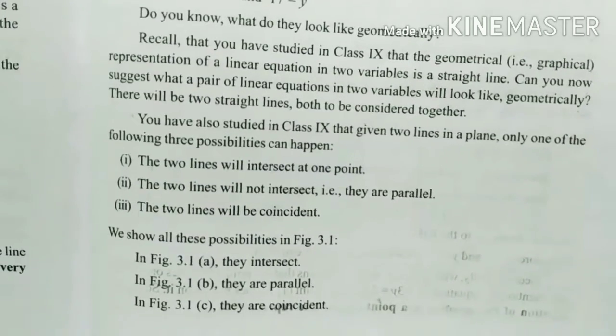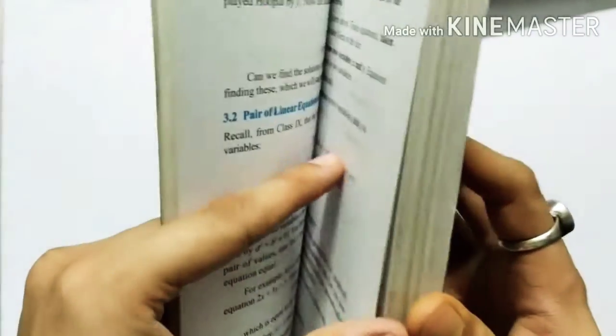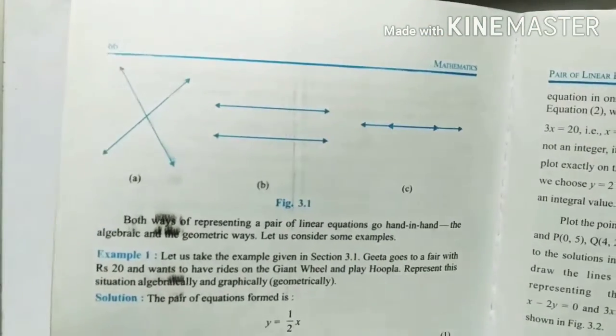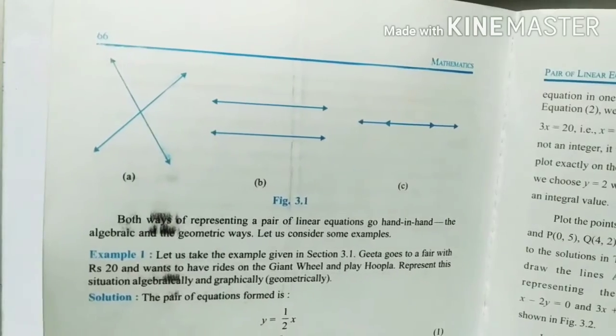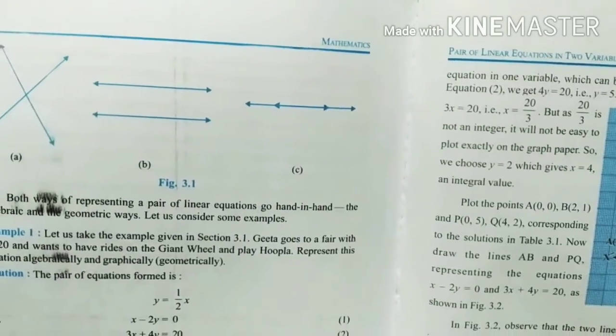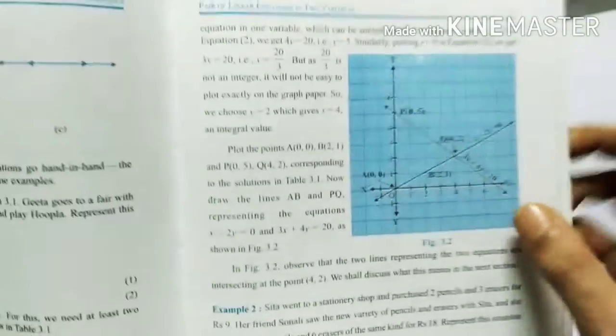Okay, the two lines will be coincident. We saw all these possibilities. They intersect, they are parallel, they are coincident. Okay, next you see here. So these are given: either the two lines will intersect at one point, or they will be parallel, or they will coincide. Understand? So next, these are examples there.